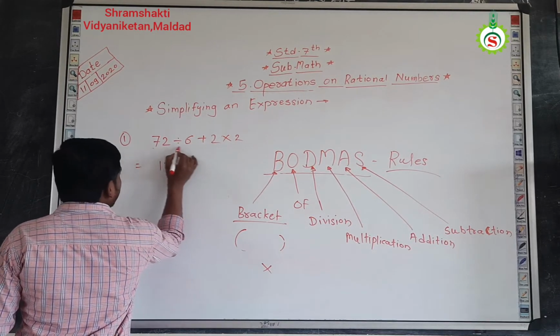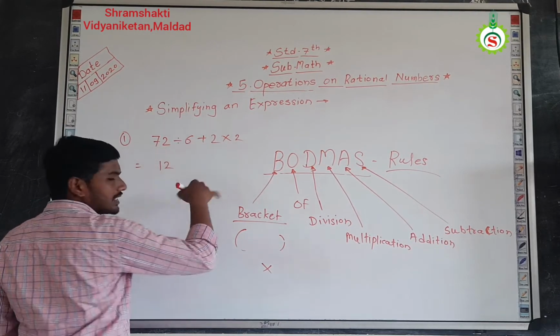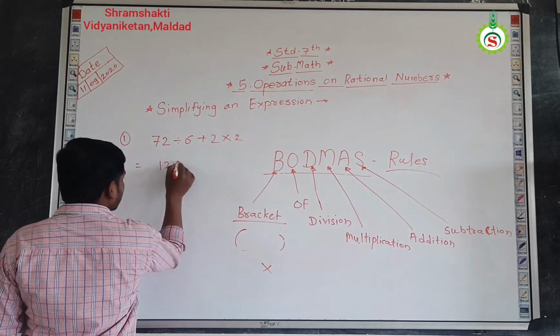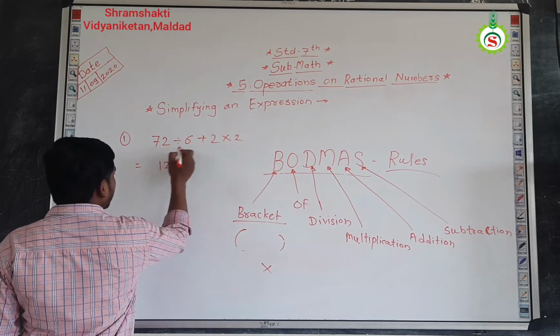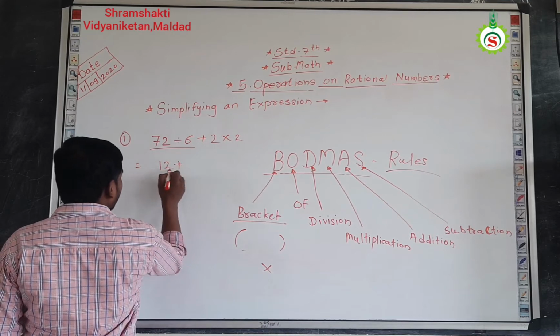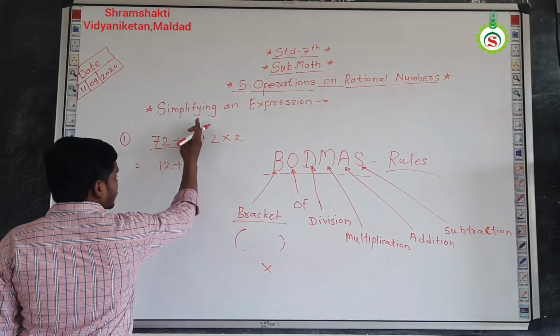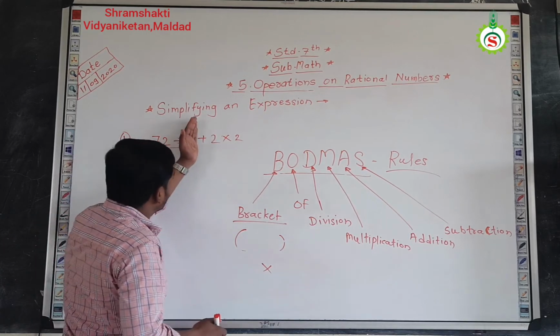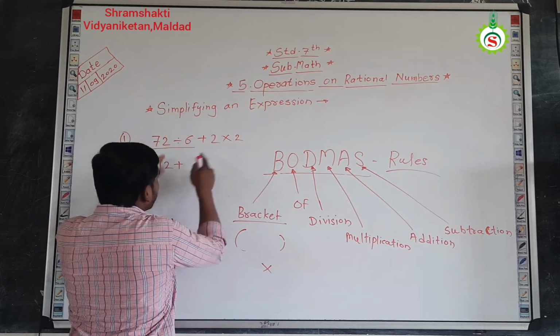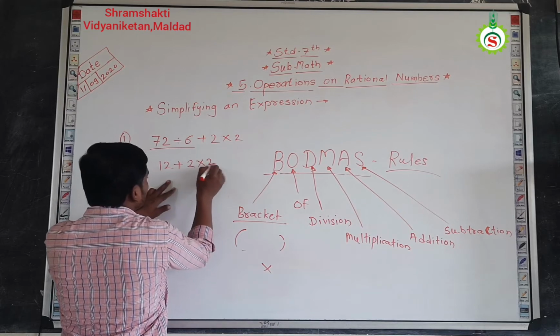Now I have solved that division. That means the remaining expression I will carry out as it is. So 72 divided by 6, that I have solved here. I have written the answer, and the next expression I am going to write as it is. So the next expression is plus sign and then 2 into 2.